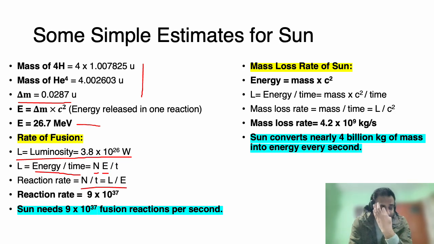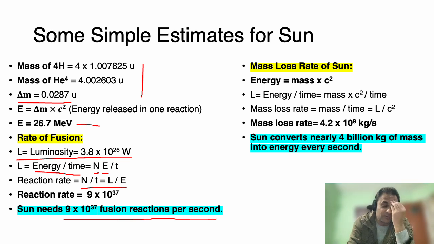If we divide them, the rate of reaction we get is 10 to the power 37 reactions per second. So it means the sun has to fuse hydrogen very fast. 10 to the power 37 fusion reactions should happen in 1 second in the sun to produce 10 to the power 26 watts of energy.